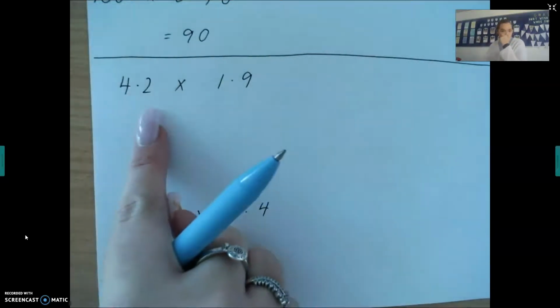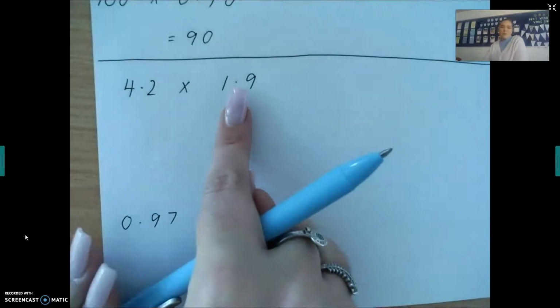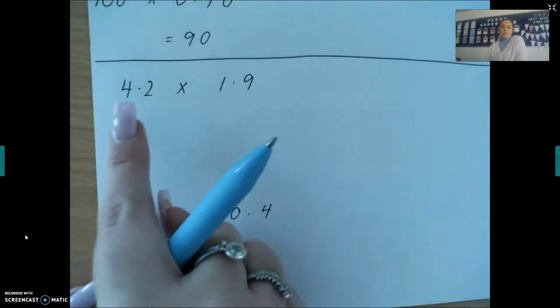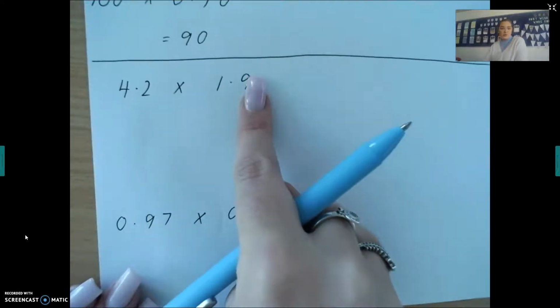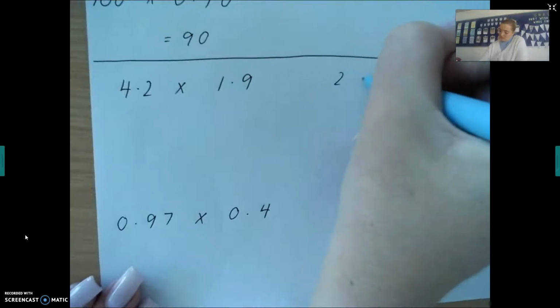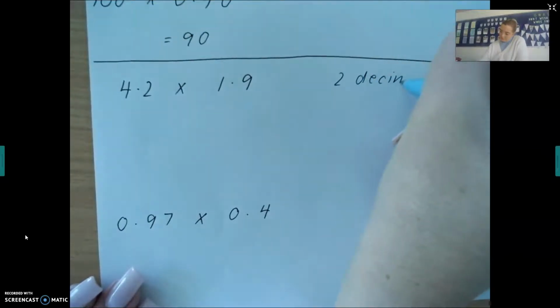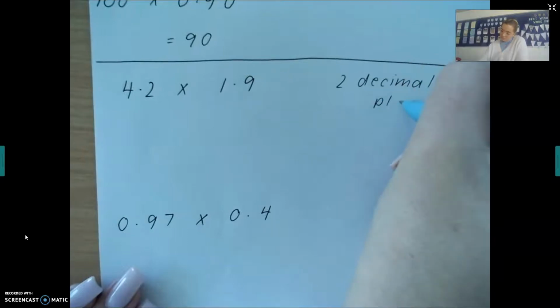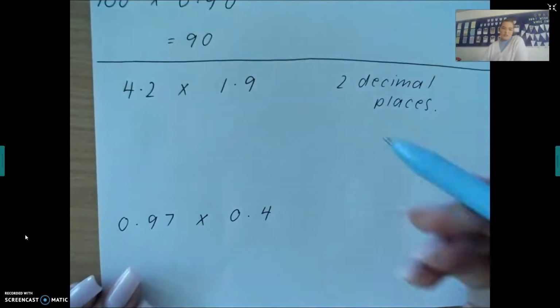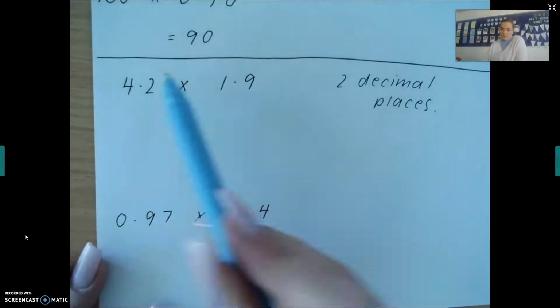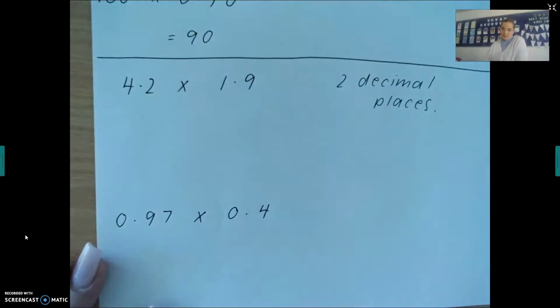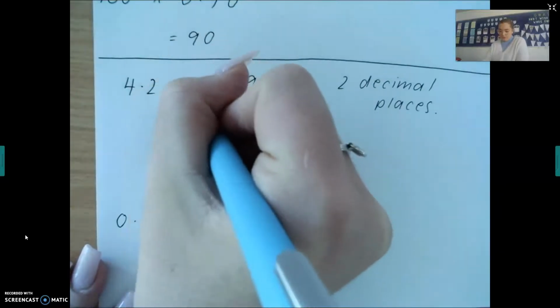So we have got 4.2 times by 1.9. What I'm going to do is this one here has 1 decimal place and this one also has 1 decimal place. So I'm going to put this to the side. There's 2 decimal places, 1 here and 1 here, because there's 1 number after the decimal and 1 number after the decimal here. I'm going to get rid of them and just times like I would long multiplication.